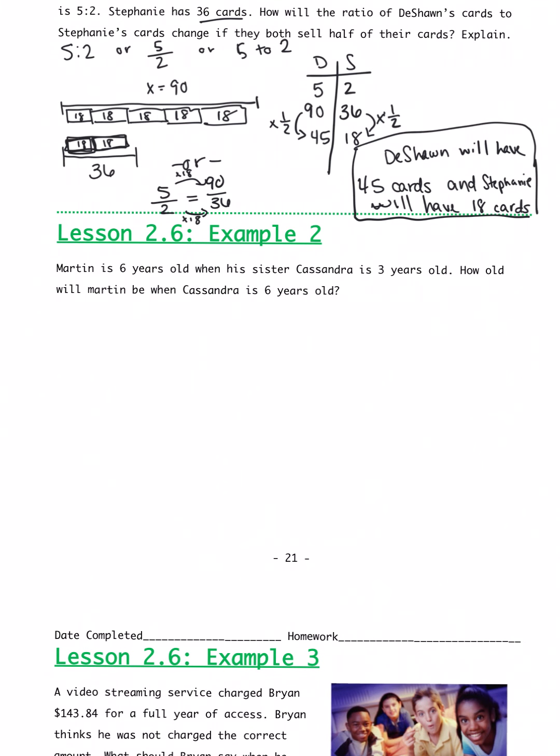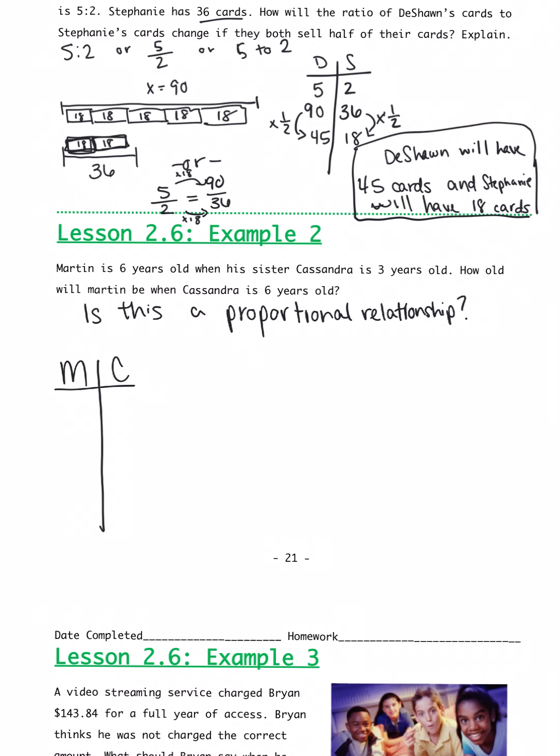Martin is 6 years old when his sister Cassandra is 3 years old. How old will Martin be when Cassandra is 6 years old? Now, we've been using proportional relationships to find all of our answers, but right now we haven't been told this is a proportional relationship. So the first thing we need to do is figure out whether this is a proportional relationship. Let's make a table and find out. I'm going to put Martin over here, Cassandra over here, and we know how age works. So she's 3 and he's 6.